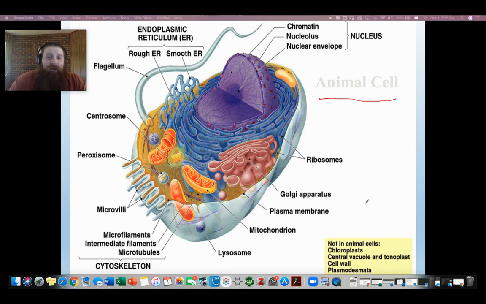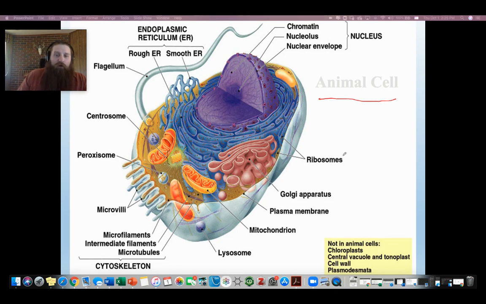Another one is it doesn't have a central vacuole. Okay. And we'll talk more about the central vacuole on the next slide. But I want you to learn the structure, so the name of the organelle, and its function. So that's the goal of this lesson. So we're going to talk about each of these and see what they do. If I were you, I'd print this out and I'd write on it as we go.